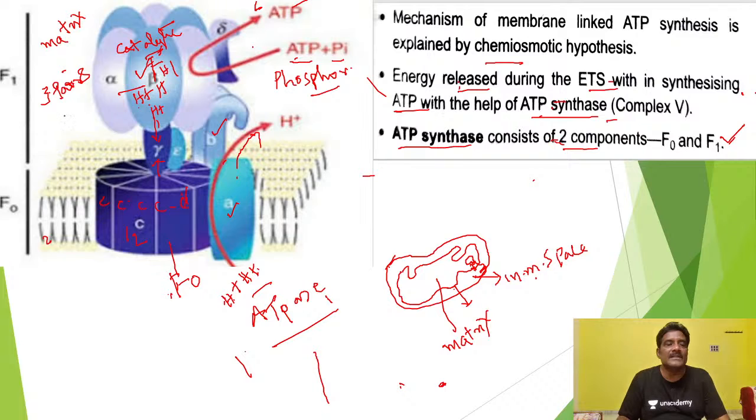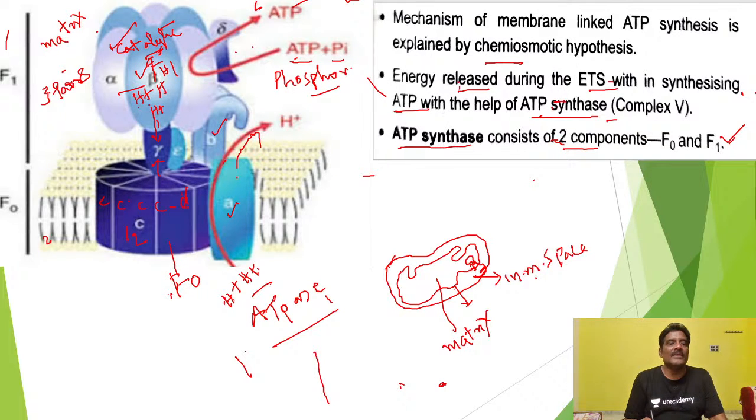ATP molecules are synthesized only due to the movement of the protons through the ATPase enzyme from F0 to F1. These protons cause conformational changes here. This is a catalytic center. Okay. This is the catalytic center where synthesis of ATP molecules will happen.